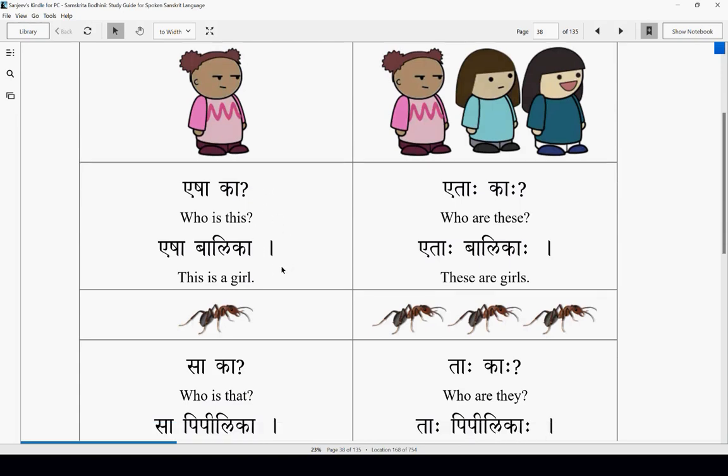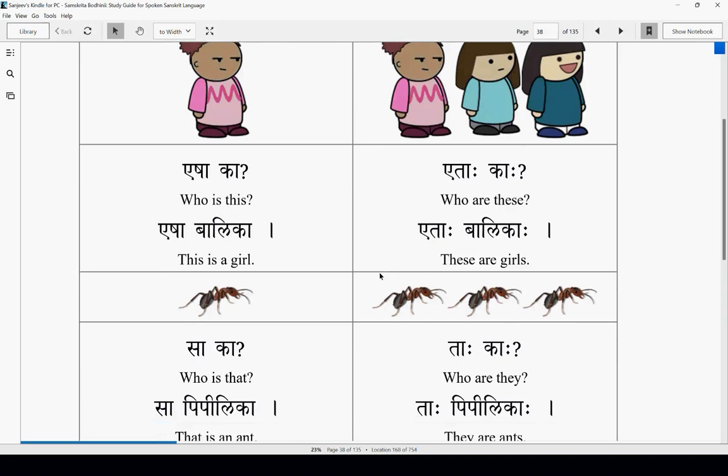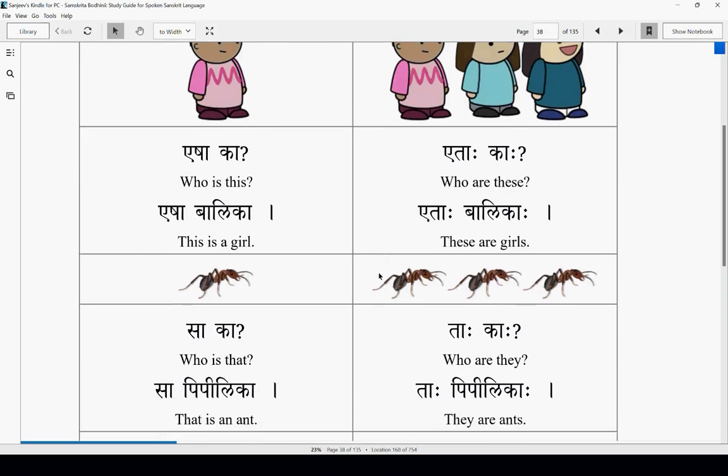Who wants to read this page? Esha Balika. Etaha Balikaha. Also note the question. Etaha kaha. So Ka in Strilinga Ekavachanam changes to Bahuvachanam Kaha. Who are these? Esha Balika. Etaha kaha. Etaha Balikaha.